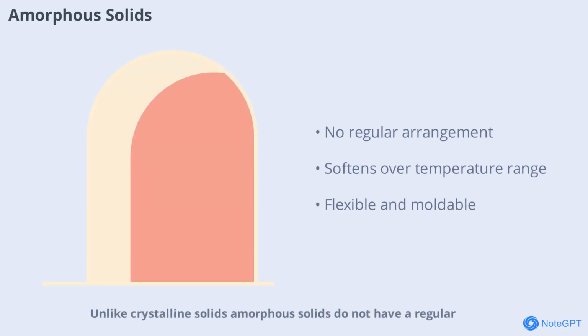Unlike crystalline solids, amorphous solids do not have a regular repeating arrangement of particles. Their structure is more like a disordered pile, which is why they don't have sharp melting points. Instead, they soften over a range of temperatures. Glass, rubber, and many plastics are classic examples of amorphous solids. Their lack of order gives them unique properties, such as flexibility and the ability to be molded into various shapes. This makes them incredibly useful in everyday life.